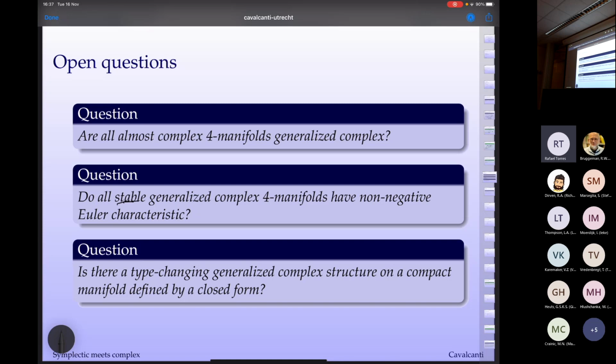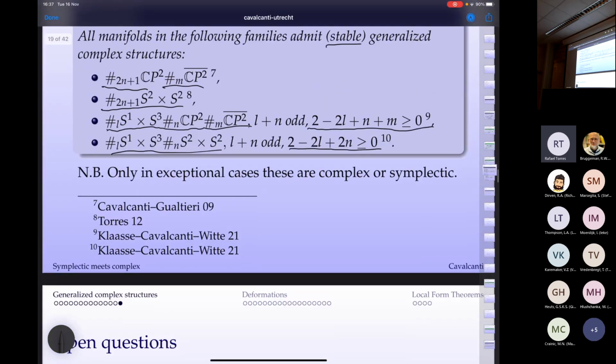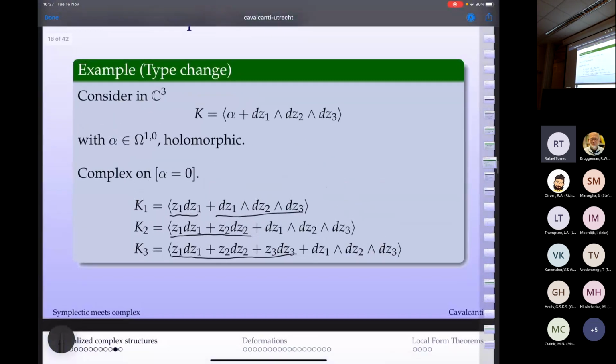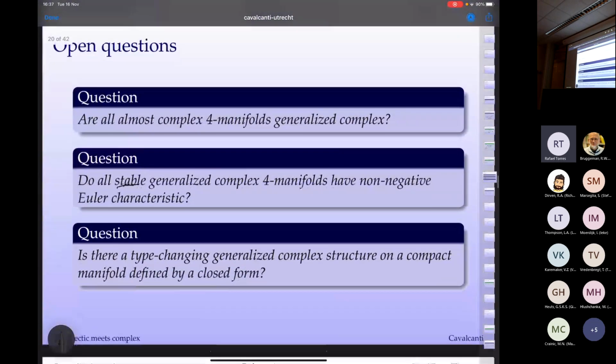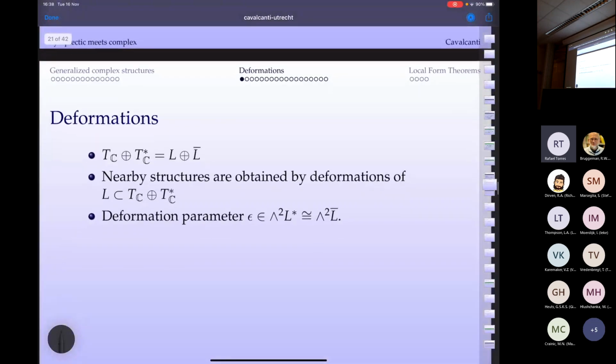And a different one, which is that in some cases the form is closed, in some cases you actually need this x plus psi. And then, is there a type changing generalized complex structure which is actually defined by a closed form? So we had one example here. Sorry, let me go back. All these examples here are defined by closed forms, but they are on C3. So the question is, can you do that also in a compact manifold? And that has been eluding us all these years.